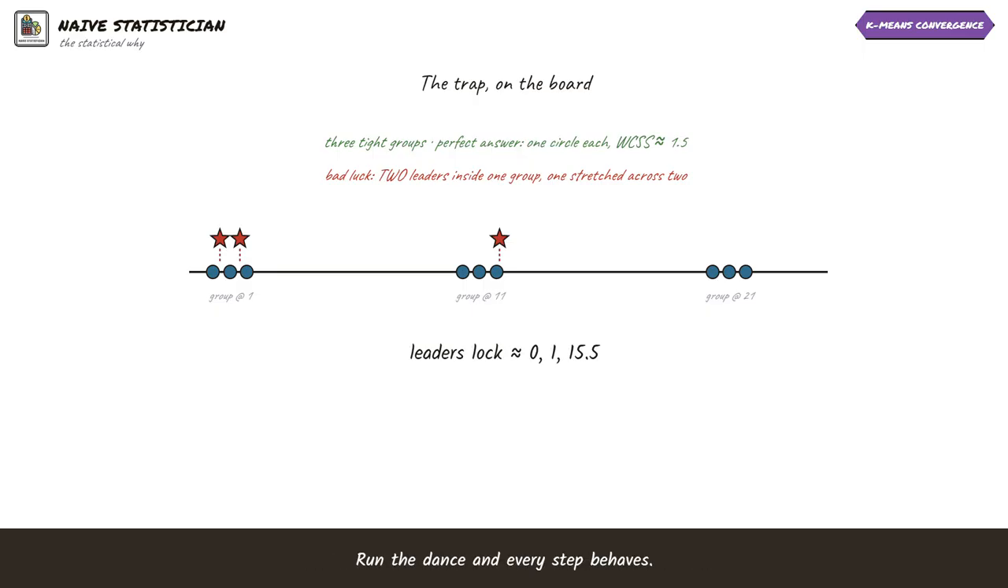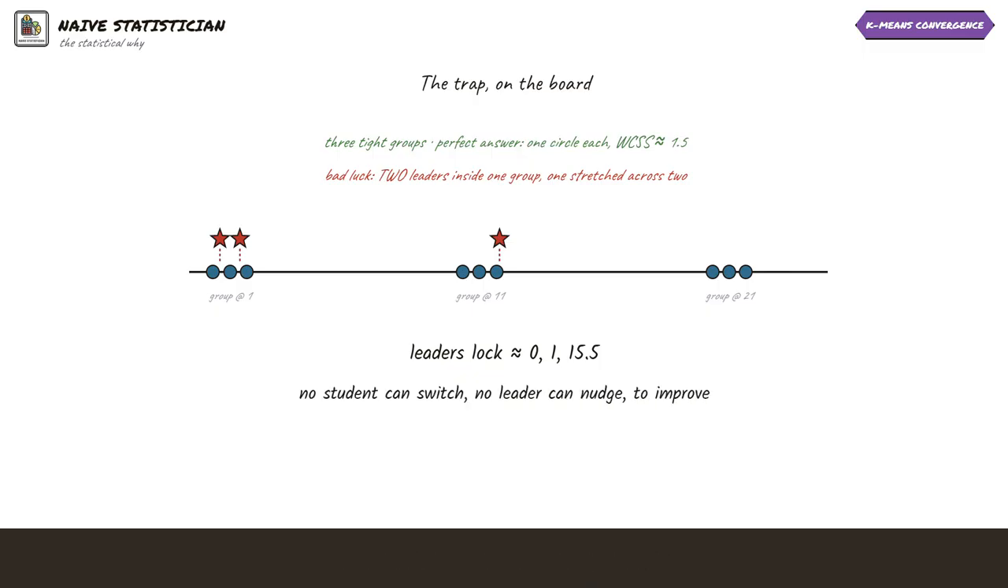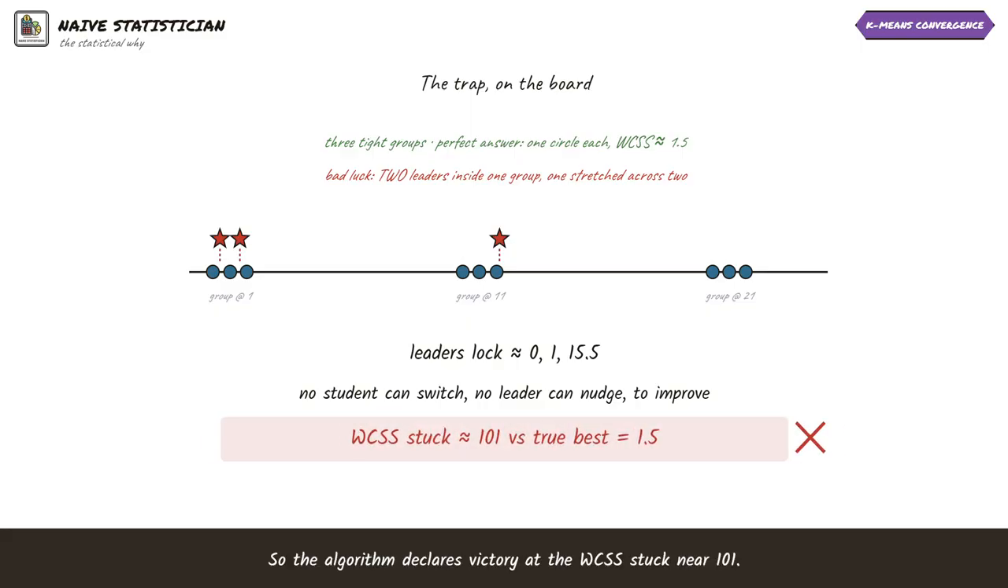Run the dance and every step behaves. The WCSS falls and then locks. But it locks with 2 leaders splitting hairs inside one group and one overstretched leader straddling the other 2. No student can improve things by switching, no leader by nudging. So the algorithm declares victory at the WCSS stacked near 101, while the true best was 1.5.